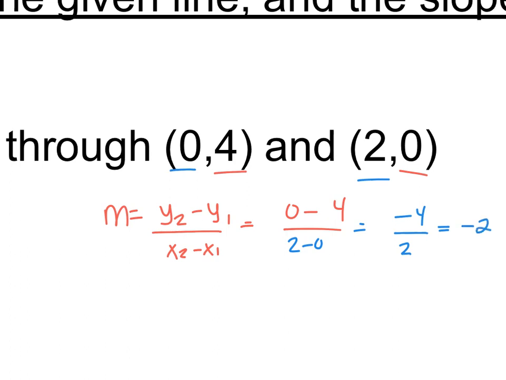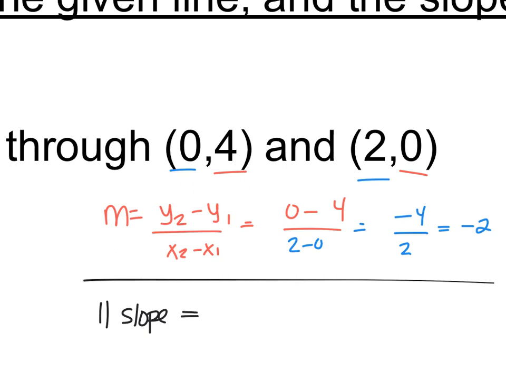If I want to find my parallel slope, I want you to ask yourself, is that going to be the same or is it going to be a negative reciprocal? You got it. It's the same. So my parallel slope is just going to be -2.